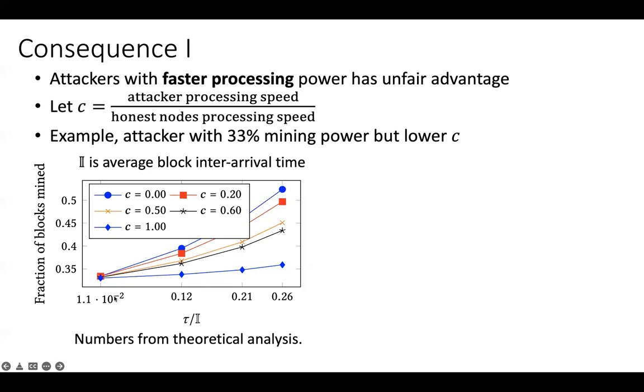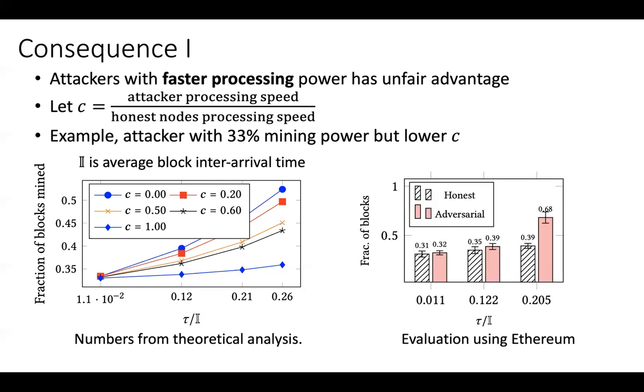So we see that this gets worse with increasing tau by I, where I is the average inter-arrival time. We also evaluate this using Ethereum, and we see that in Ethereum, this gets even worse. The red bar here is a miner with C equals 0, and we see that the miner that controls 33% of the mining power mines about 70% of the blocks in the blockchain.